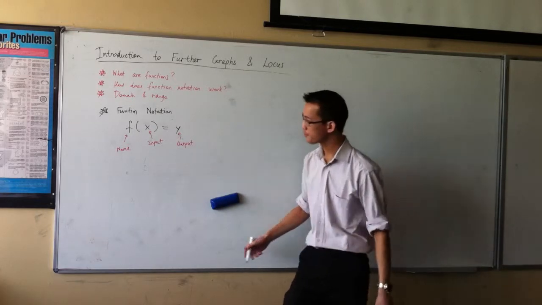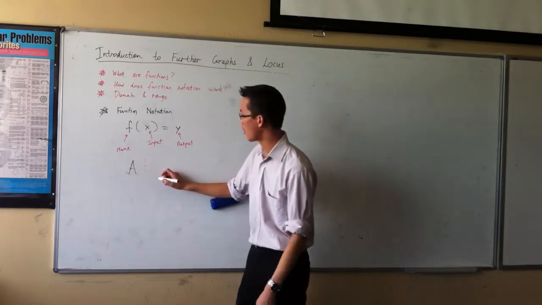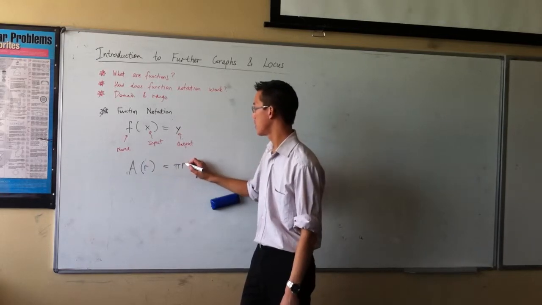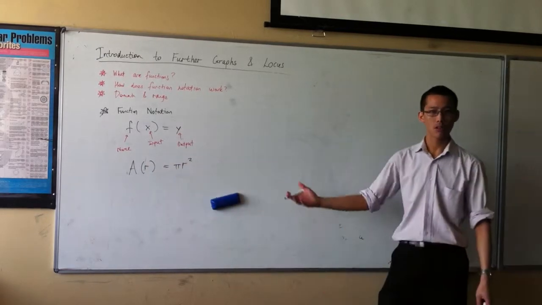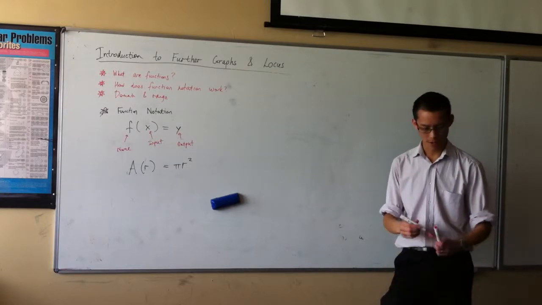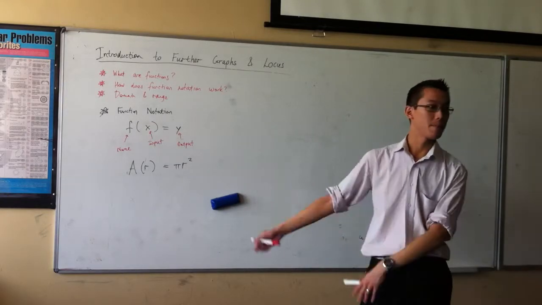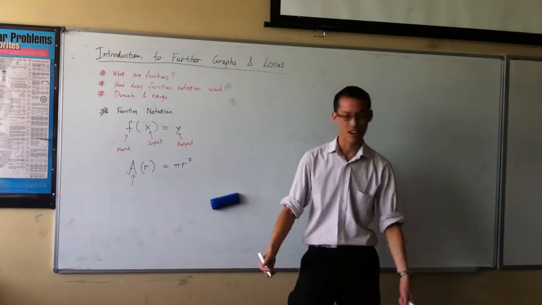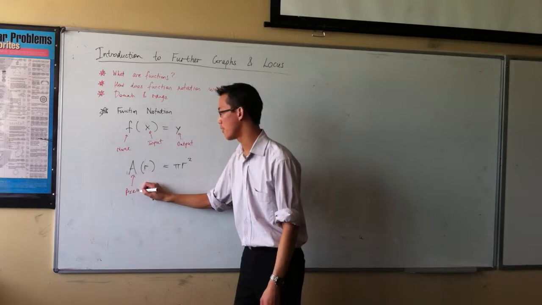So for instance, I could say A of, let's see, r equals. Now what does this mean? You look at it, you recognize it. What's going on? A is what I'm naming this function, okay? What's it short for? Area. And more specifically, area of, right.